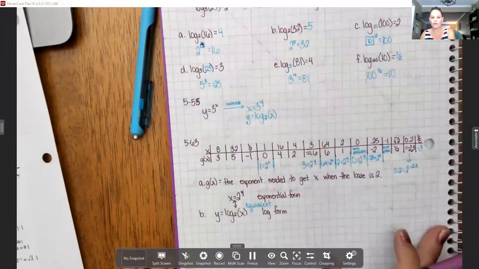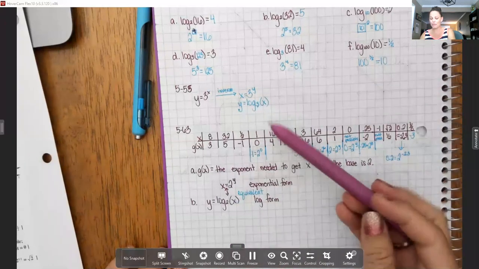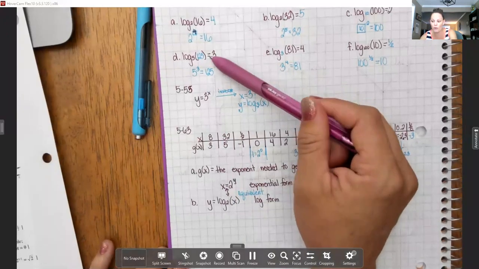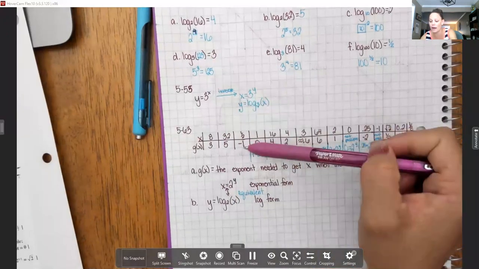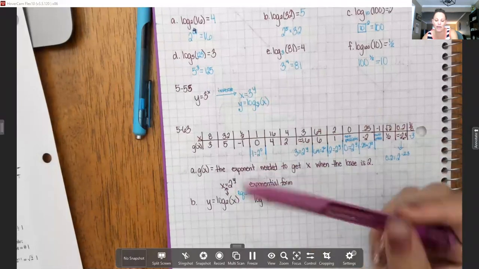Okay, questions on that one? So again, we were doing the exact same thing. They were just giving it to us in a table form and not like up here, we were given it in log form, and here we had to kind of guess and check to figure out what was going on. But it's the same thing.